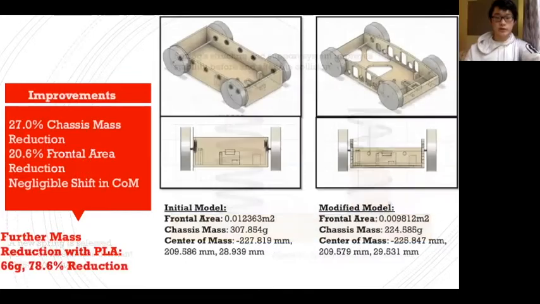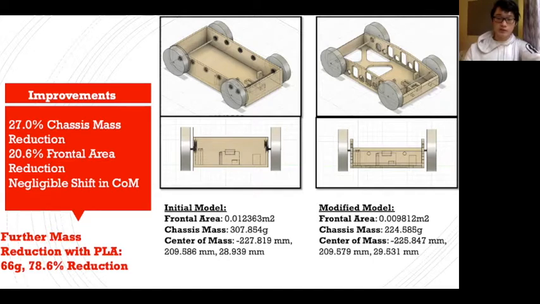We decided to run an air simulation to show that our modified model has improved from the initial model. So to do this, we have to create a simplified model which neglected the motors and the circuits because that does not affect airstream. And we noticed from Fusion that the modified model resulted in a 27% reduction in chassis mass and 20.6% reduction in frontal area.